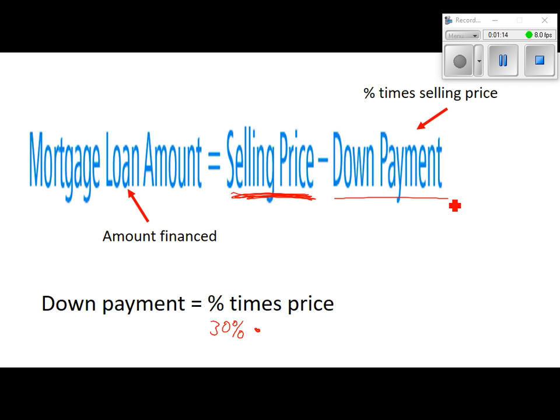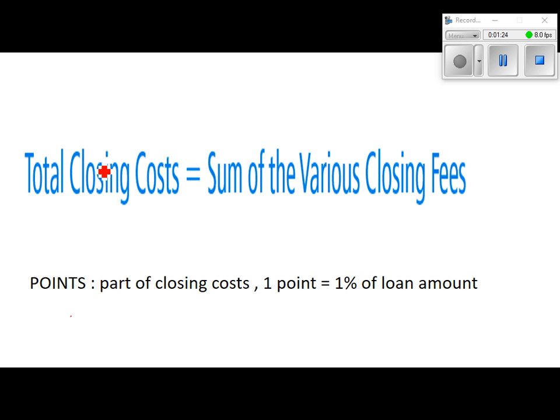But you'll probably have to find the down payment. Sometimes they'll tell you the down payment's $20,000 or whatever, but sometimes you'll have to multiply it to find it.